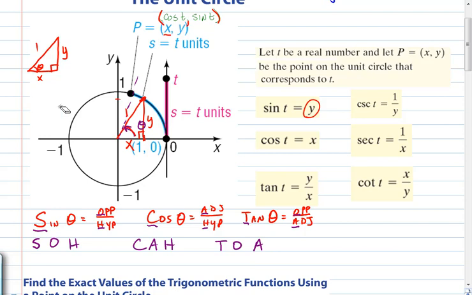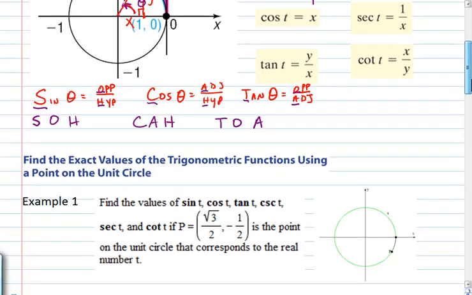Anyway, you can create a right triangle, and as long as you're looking at a unit circle, the radius of this circle is going to be 1. That's why we call it a unit circle. So the hypotenuse here will always be 1. Well, y over 1 is y. Well, that's the opposite, that's the side that's opposite the angle over the hypotenuse. So that's where the SOHCAHTOA comes from, and that will help you memorize what these trig functions are.